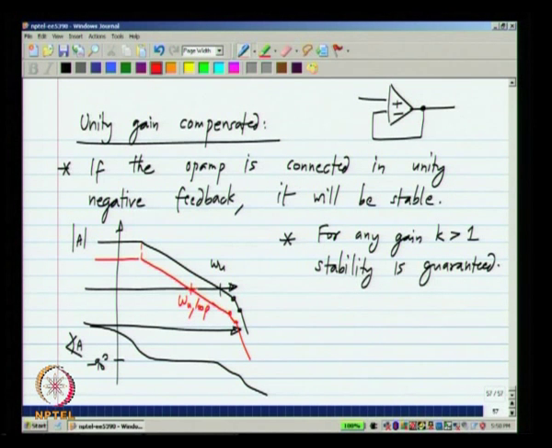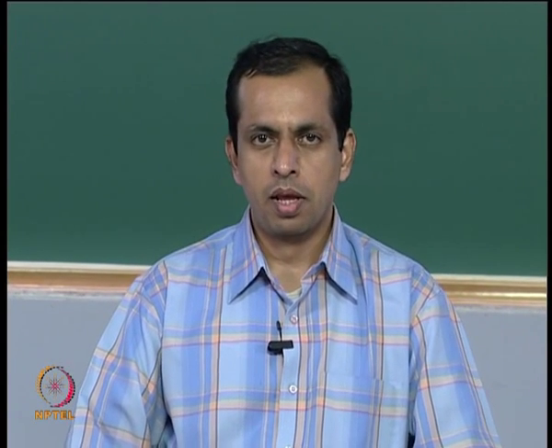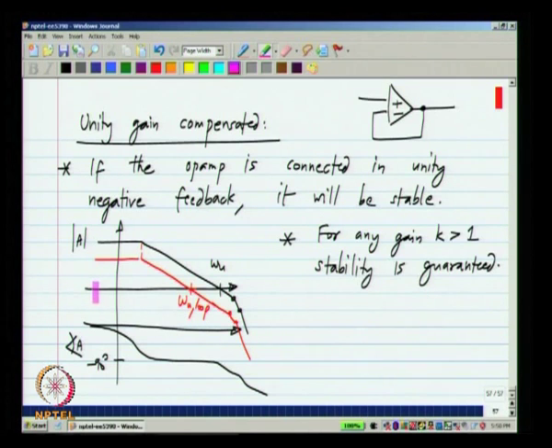Now, the stability is guaranteed, but there is a disadvantage, there is a price that we pay by compensating it for unity gain, that is that omega u loop is smaller than omega u. If k is 10, omega u loop is 10 times smaller than omega u. Now, what is omega u loop? It is basically the range of frequencies over which you have significant loop gain. Early on in this course, we saw that the negative feedback amplifier behaves more or less ideally up to a frequency of omega u loop, because the loop gain is significant up to that frequency. When you make an amplifier with this, the closed loop bandwidth will be omega u loop.